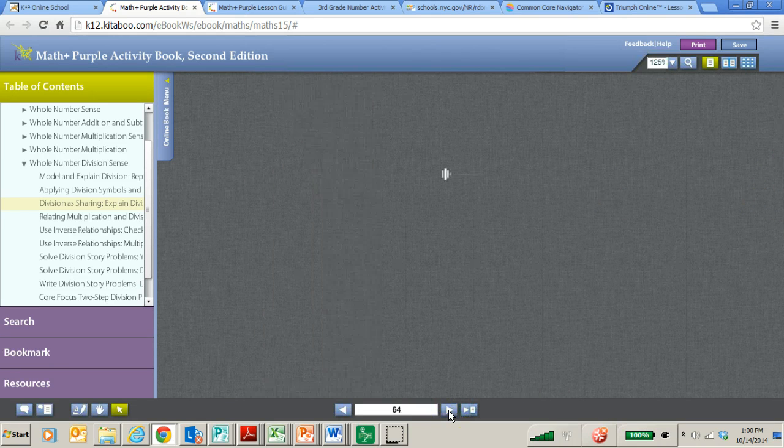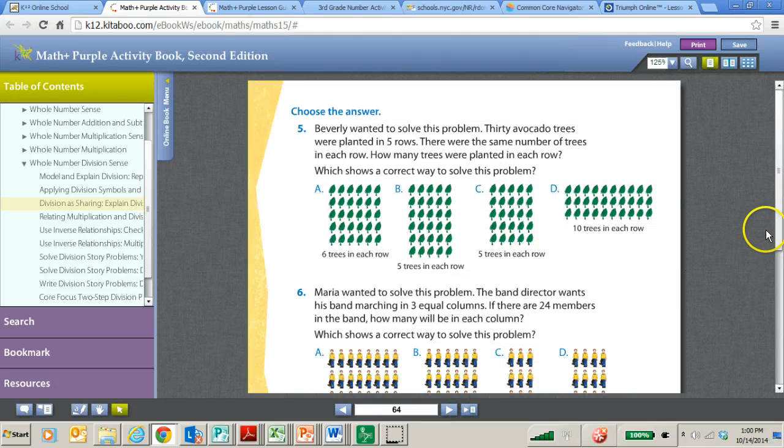As we progress, we're going to continue with division as sharing, and this type of problem is really good because it starts out with an array which they're familiar with multiplication, but it says Beverly wanted to solve this problem. 30 avocado trees were planted in 5 rows. There were the same number of trees in each row. How many trees were planted in each row? So it says that we know the total amount. We know there's 30 in all, and we know there's 5 rows, but which one of these would represent 30?